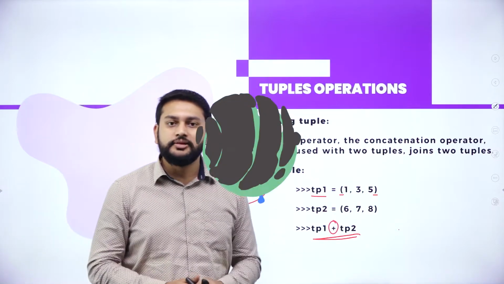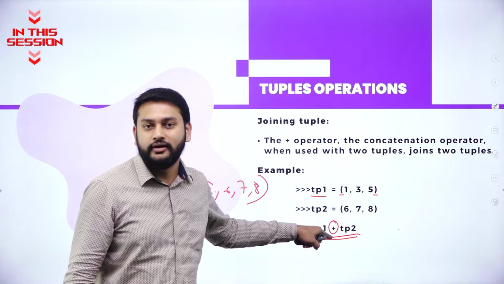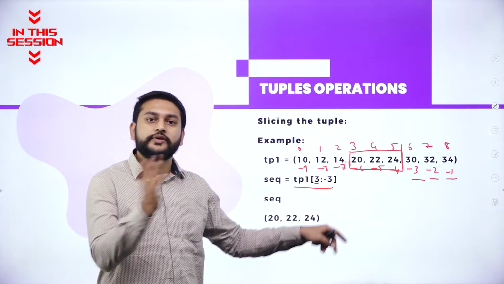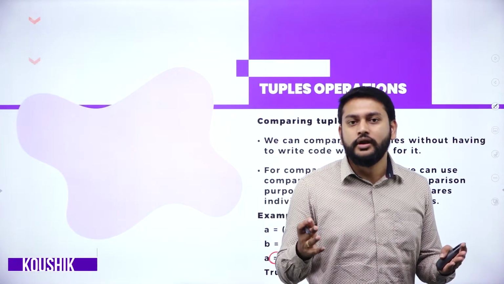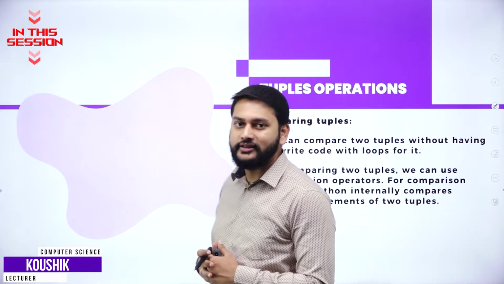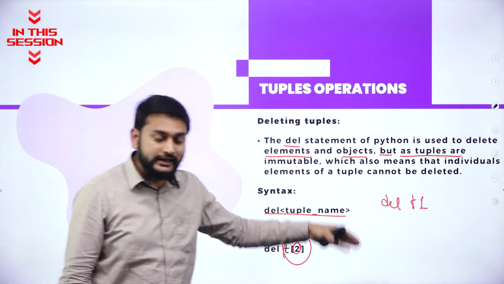Joining operation is nothing but you're joining two tuples with the help of concatenation operator. Always in slicing, whatever the stop value that you have given, the previous one value is what we will be extracting. If the tuples are equal, then I will get the result as true. If it is not equal, then I will get the result as false. So I can just delete the tuple, but I cannot delete a single element from the tuple.